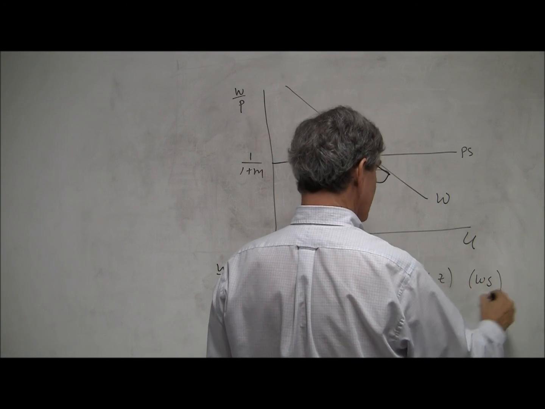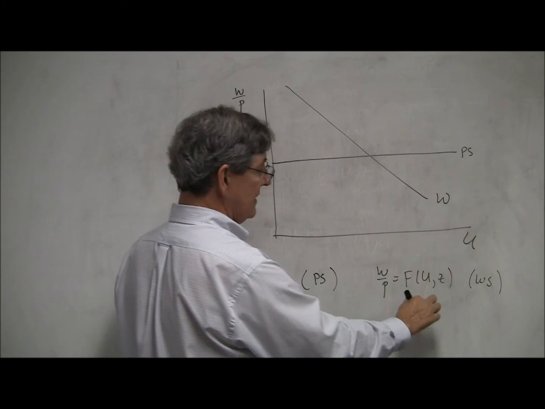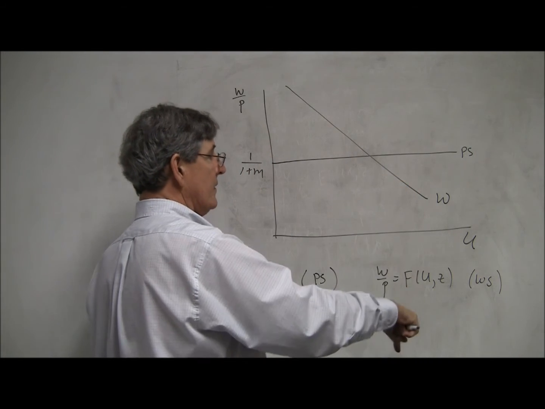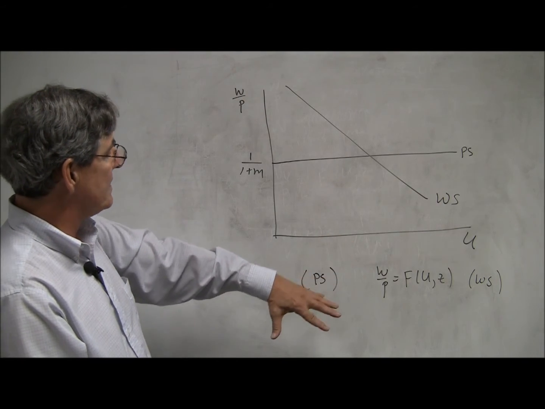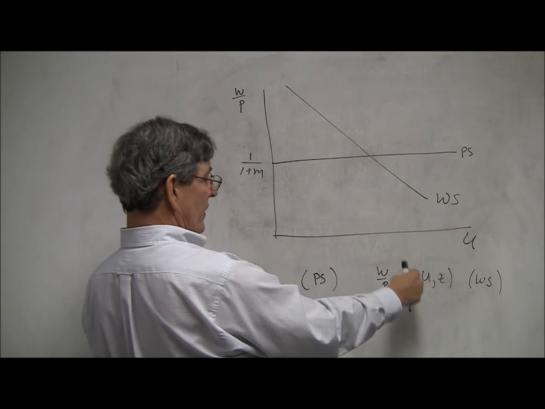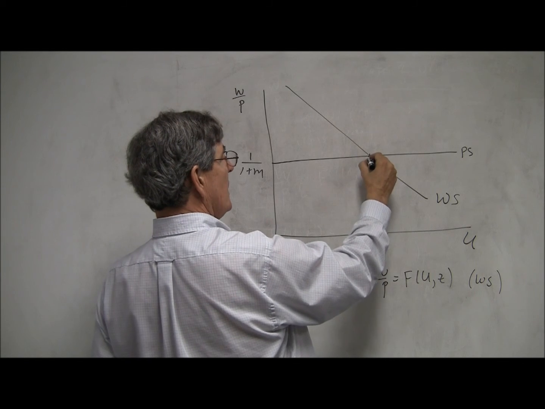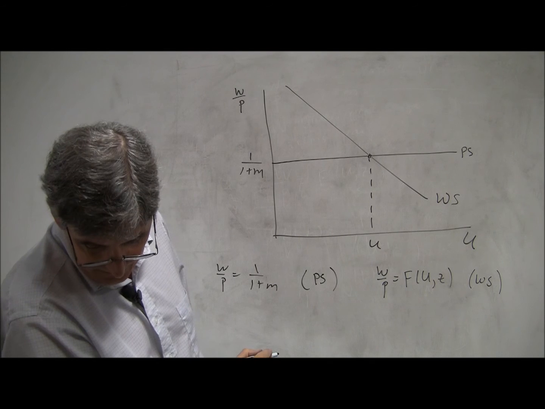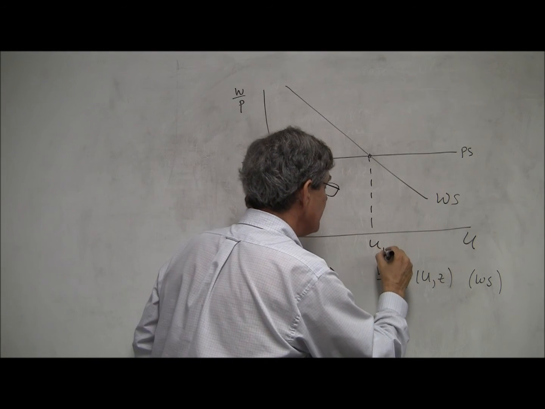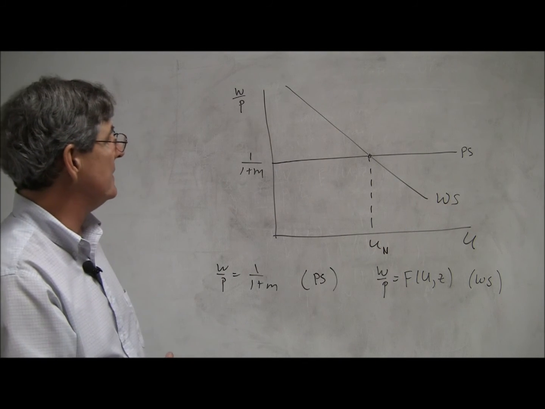Remember, this was a negative effect. So when U goes up, the wage goes down. So the wage setting equation is negatively sloped. Where they're equal, where this equals this point here, gives us the natural rate of unemployment. So that would be the natural rate of unemployment in this model.